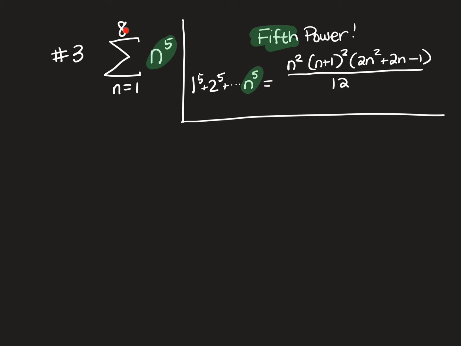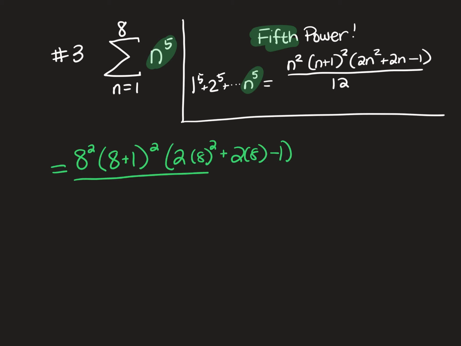So since we go up to n equals 8, everywhere we see an n in this formula, we're going to replace it with 8 to find our sum. So that becomes 8 squared times 8 plus 1 squared times 2 times 8 squared plus 2 times 8 minus 1 all over 12. Let's go ahead and simplify it a little bit before you just go directly to your calculator.